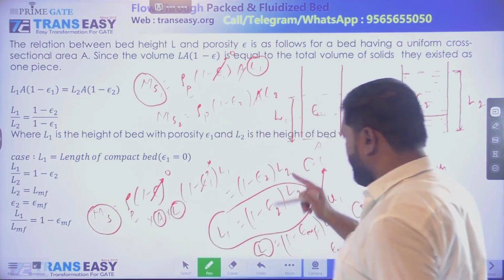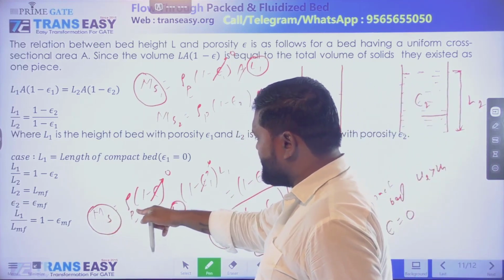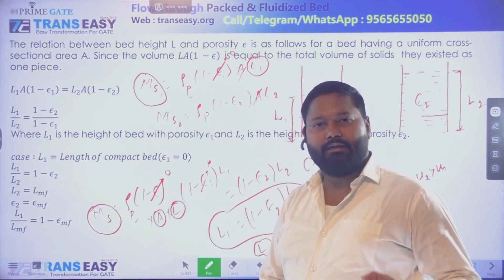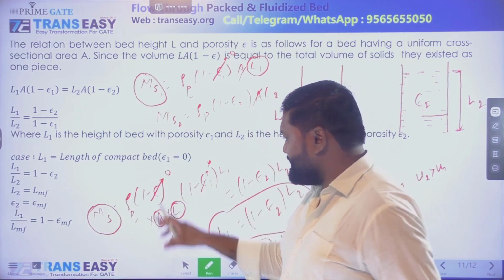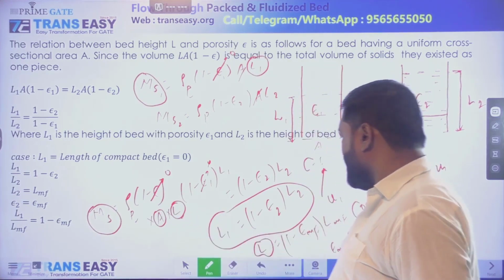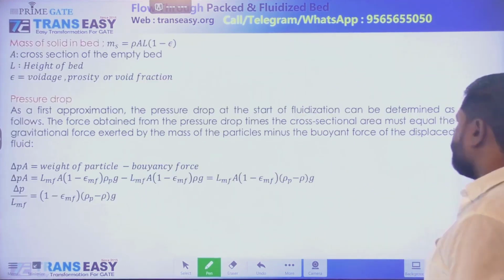Initially, the height of the bed we can calculate from the given relation: mass of the solid particles in the bed, density of the particles, right, and we are considering the bed initially compact, so porosity is zero. From this we can find the value of L, and put the value of L here to find the unknown, right.